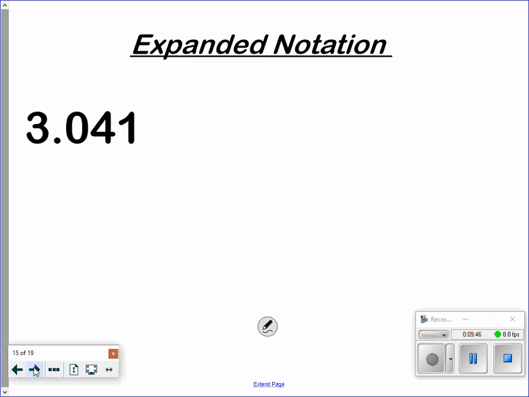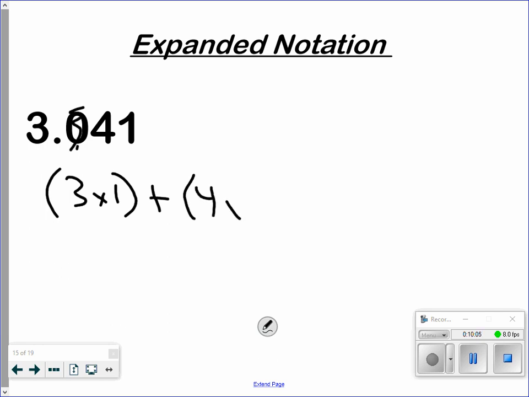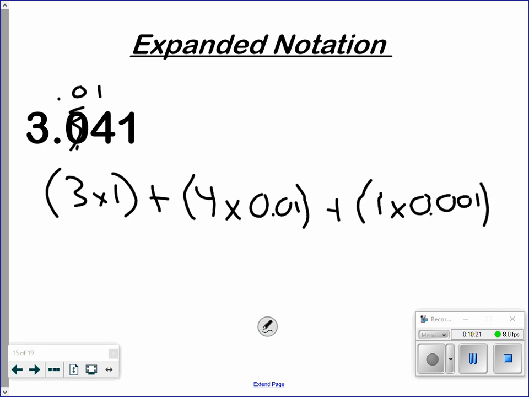Here's our next number. 3.041. The good thing is we have a 0 in there, so we don't have to count that. We got a 3 before the decimal, so you have to honor that: 3 times 1, right? Plus we don't have to do anything with the 0, but we have to honor it. 4 times 0.01, and then plus 1 times 0.001. That's expanded notation for 3.041.